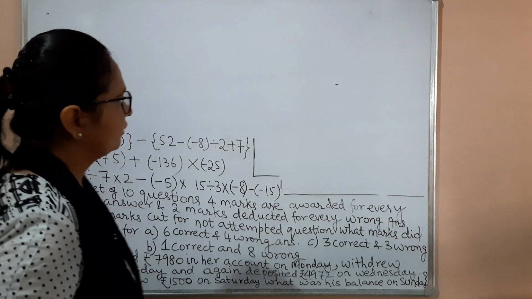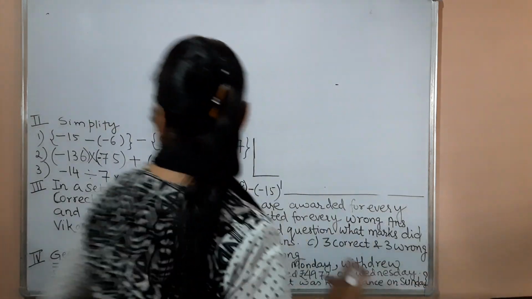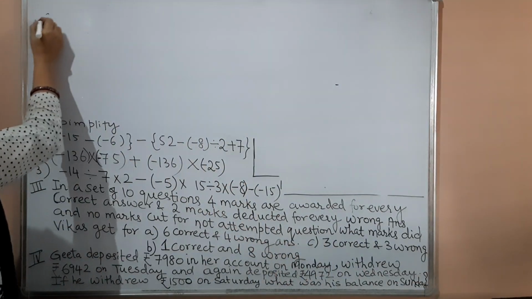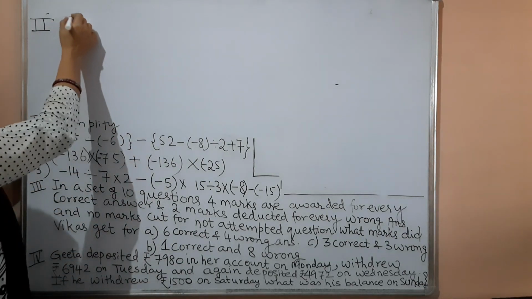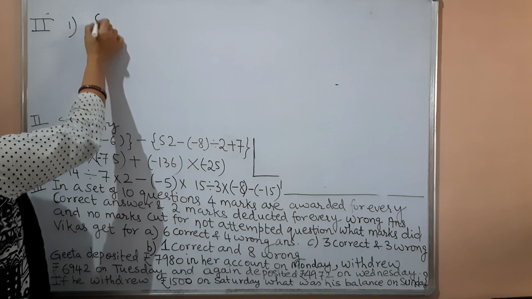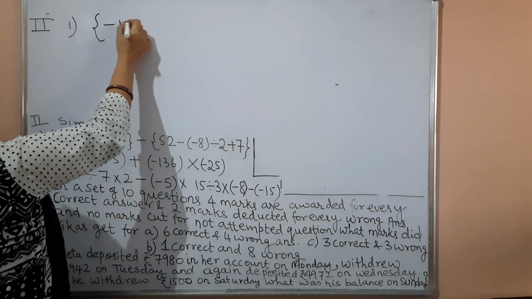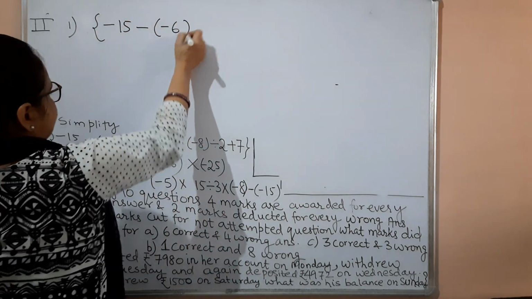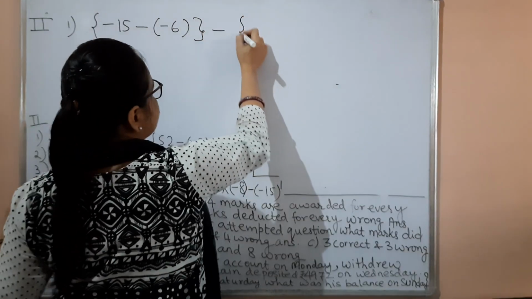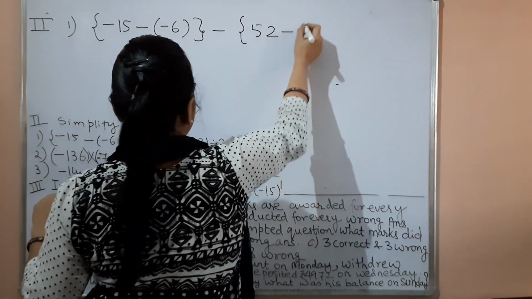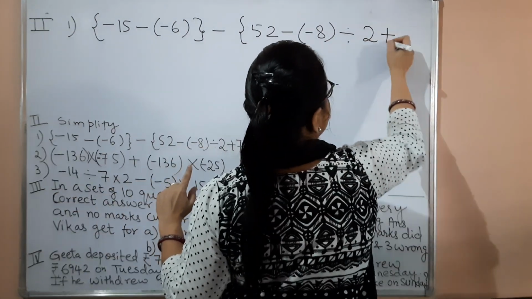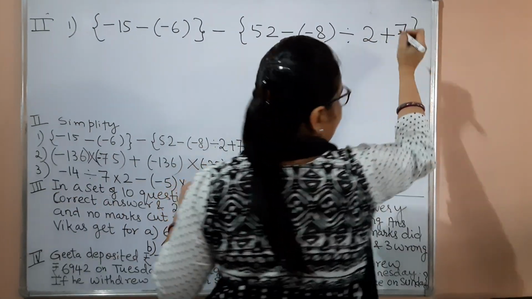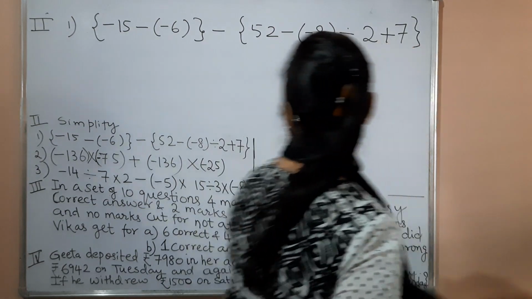Now let us start with our second question. Second question is simplify. Alright? Simplification. Now if I see the first question of simplification, we have -15 minus of -6. Then we have -52 minus of -8 divided by 2 plus 7. Now suppose we have this question to simplify.